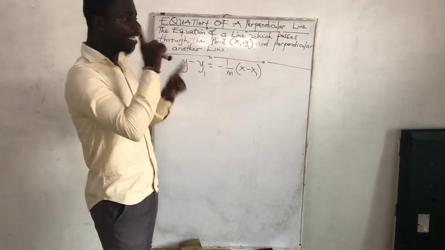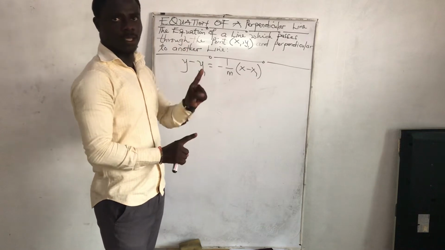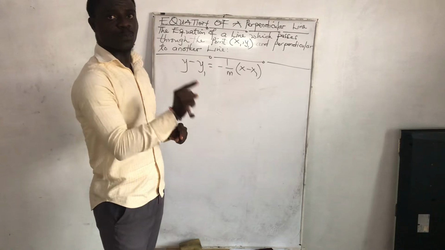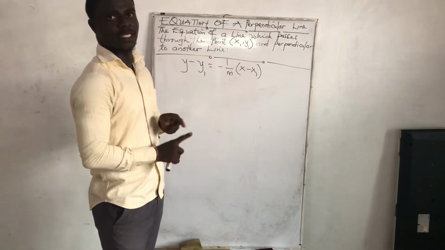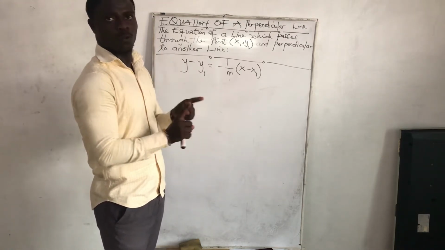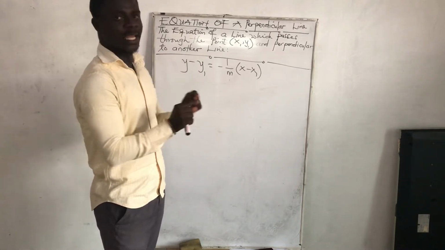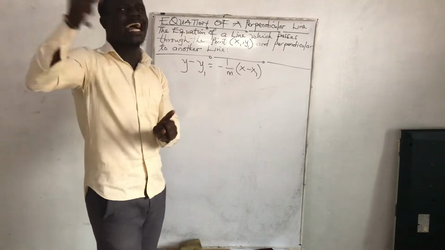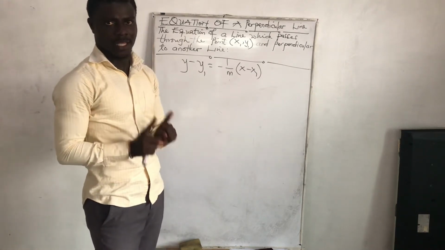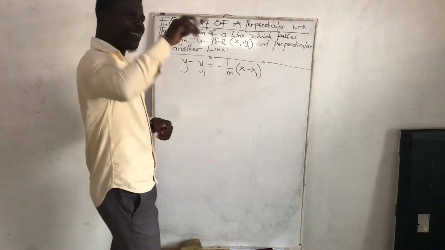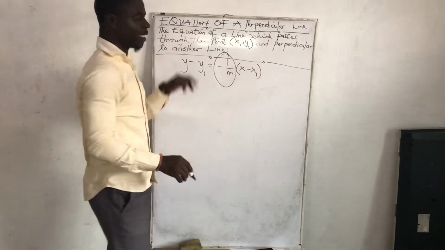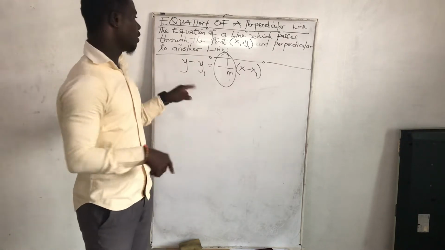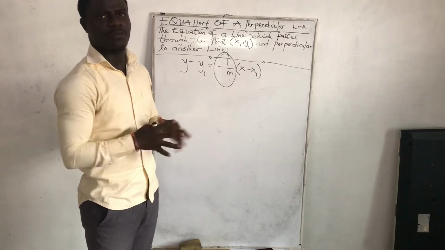Which means that when they give you the gradient to be 3, you find the reciprocal, then you negate that. The reciprocal of 3 is 1 over 3. So when you negate that, you get -1 over 3. So that will be the gradient of the other line. Are you getting that? Then you place it inside, use the point on that same line, and find the equation of that line. Very, very simple.